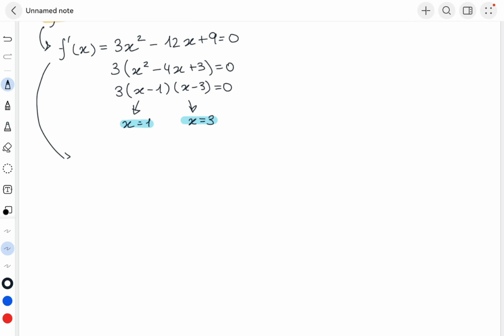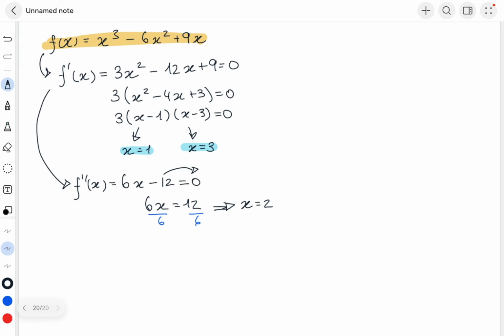Now we need to solve for f double prime of x. F double prime of x is the derivative of f prime of x. We will have 3 times 2, which is 6x, minus 12 equals 0. Now we need to solve for x. We take the negative 12 to the other side. We'll have 6x equals 12. We divide by 6, and we'll have x equals 2. And since we have no conditions here, our domain is from negative infinity to infinity.